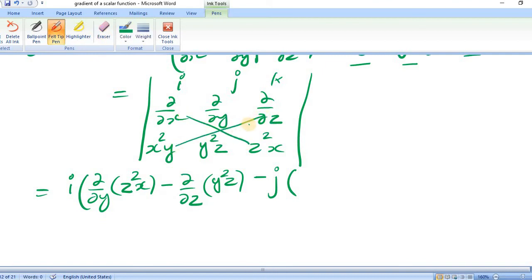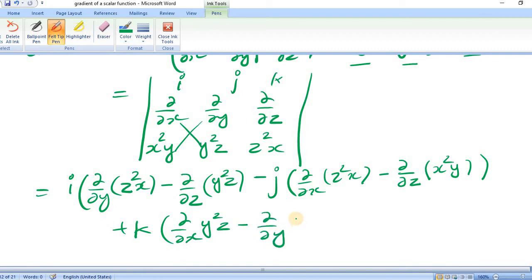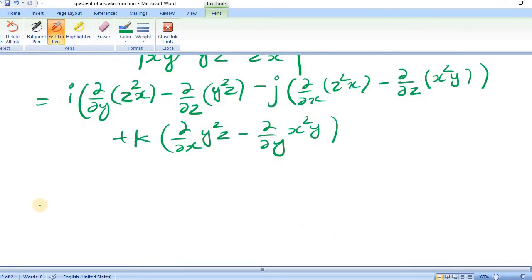So here we can say that del upon del x is operated on z square x, then a minus sign, del upon del z operated on x square y, and then the last term, which is plus k. Here we have to get the cross product of these two. So this is del upon del x operated on y square z minus del upon del y operated on x square y. So now let us evaluate this. So here we'll have i, del upon del y operated on z square x. This is a constant, so this will be 0.